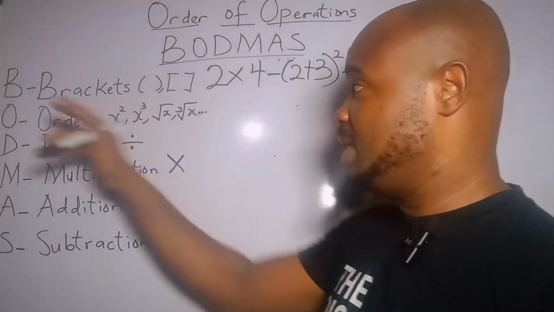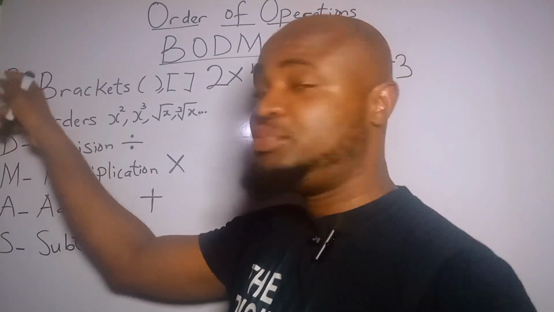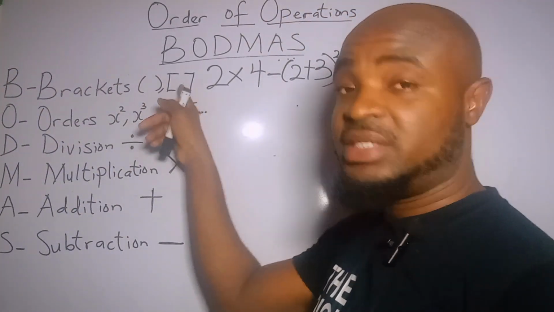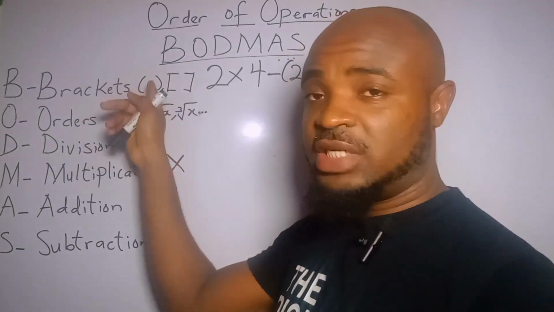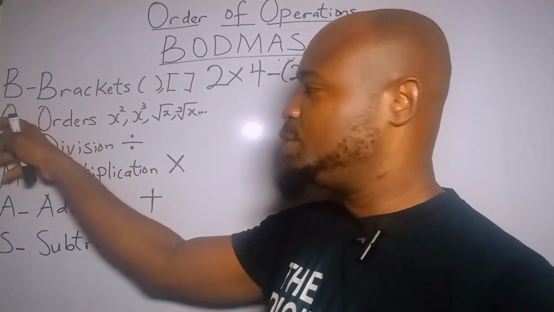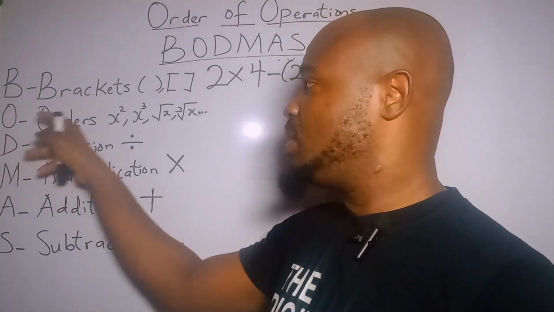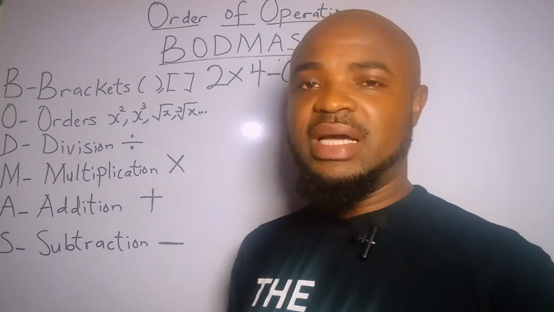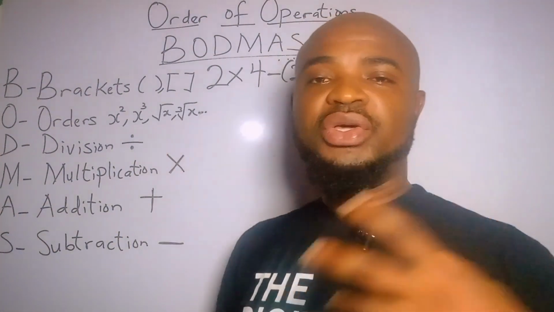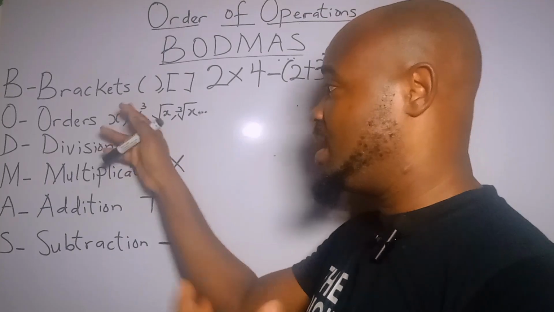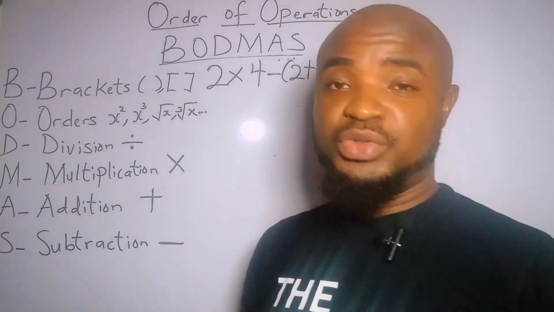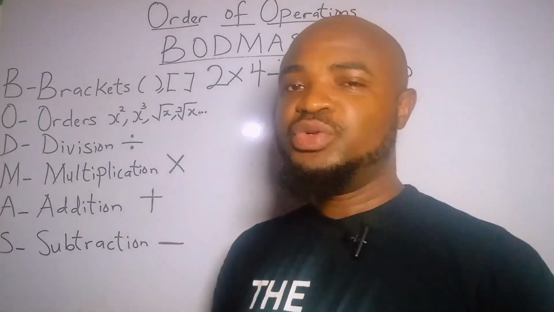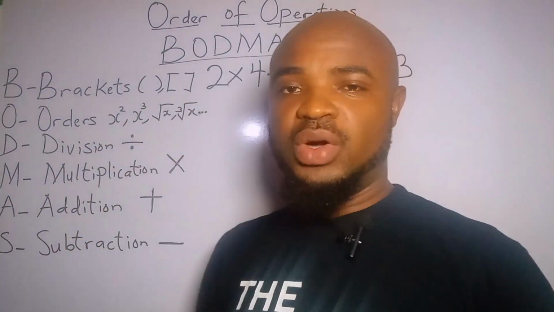The first one is the bracket. B stands for bracket. Your bracket can be in any format, it can be like this or the braces. Take note and watch out for this in your questions. We have the next one, O. Your O is orders. Your order simply means your exponent or your powers. Anything that has to do with square, square root, cube, cube root. Anytime you see a number having a power, maybe 2 to the power of 2, 3 to the power of 3, or square roots or cube roots, anything in this pattern, that is orders.